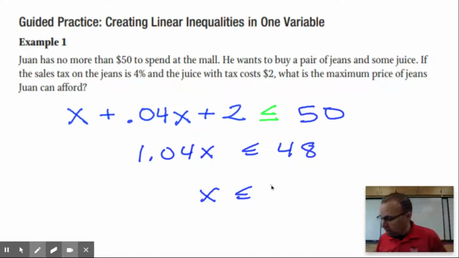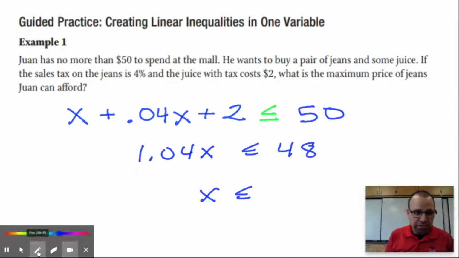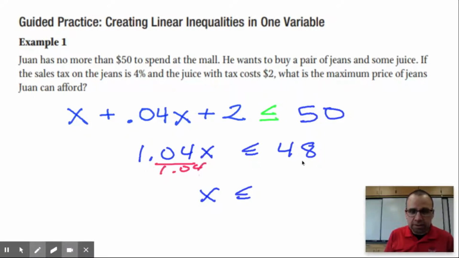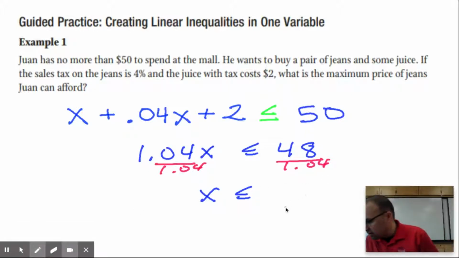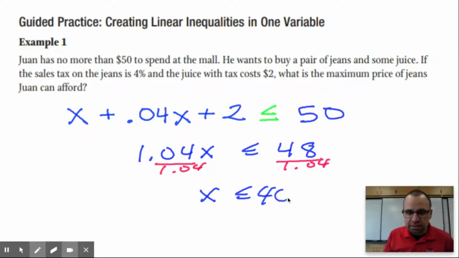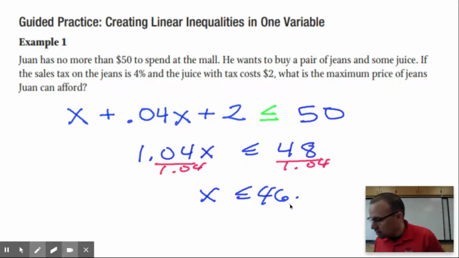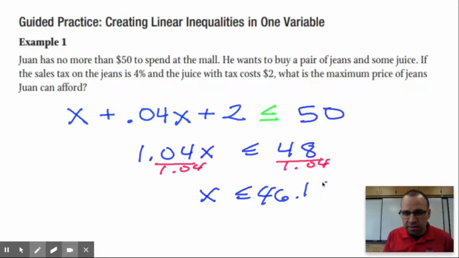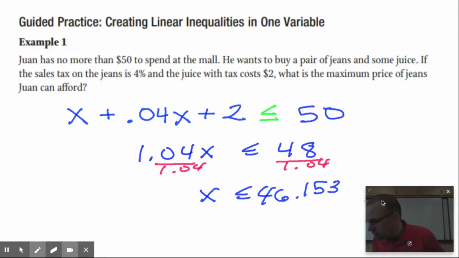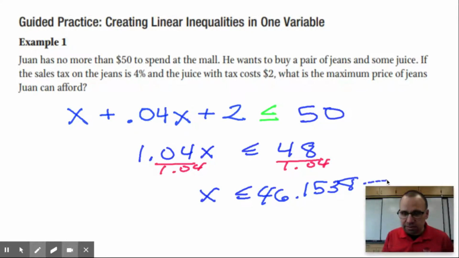And on the calculator, when I divide, because right here we're dividing, we're going to have to divide both sides by 1.04. We're dividing this by 1.04. I punch 48 divided by 1.04 into my calculator, and I get 46.1538, and there's a lot of numbers that go there, but we don't have to write all of them down because honestly, this is the price of the jeans.